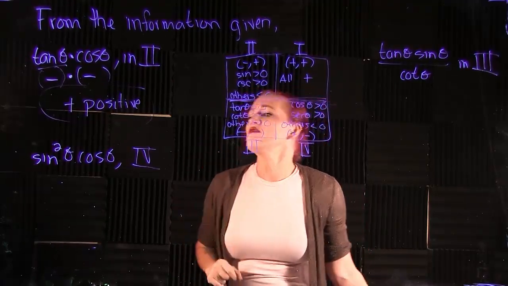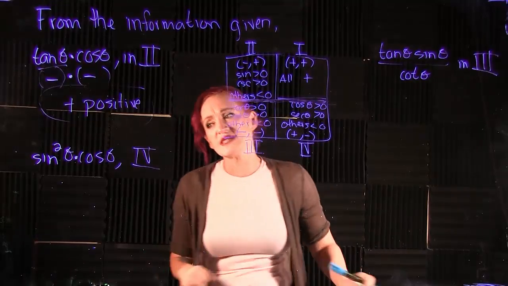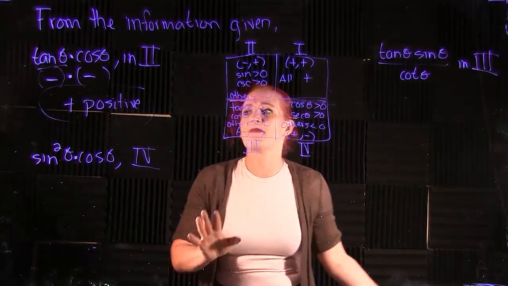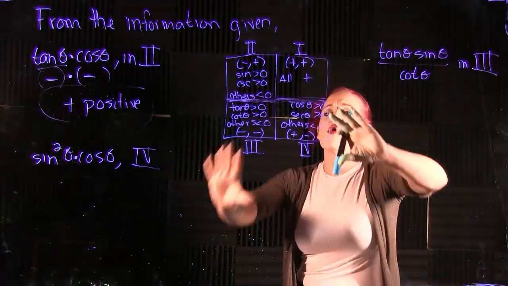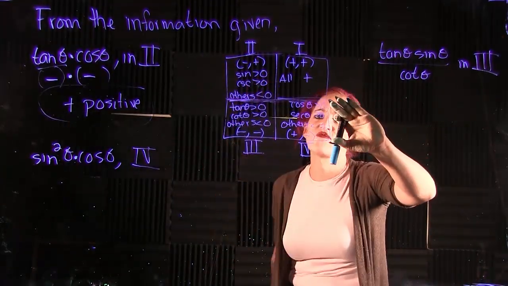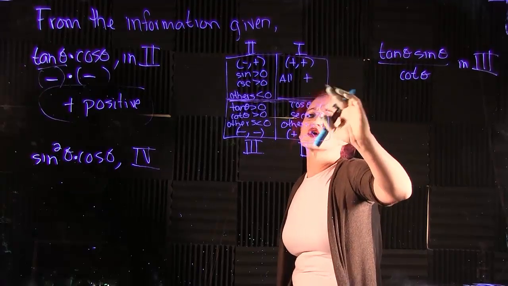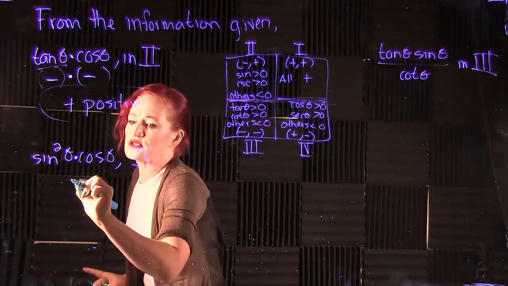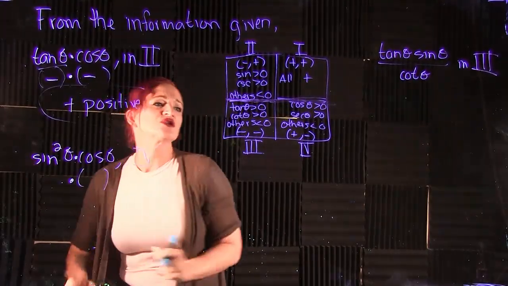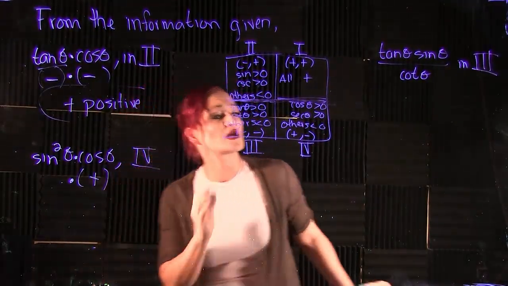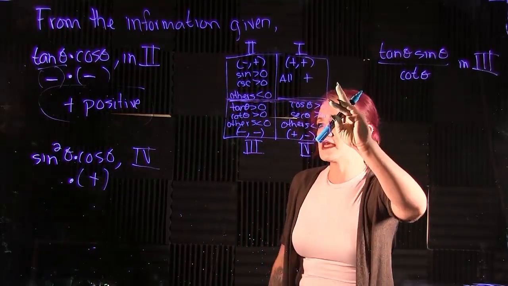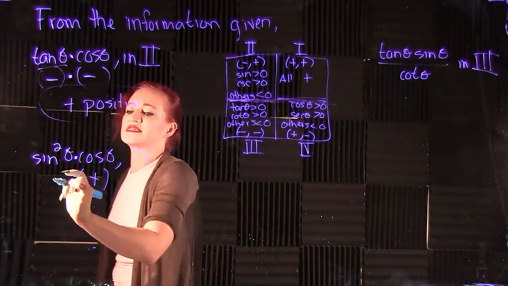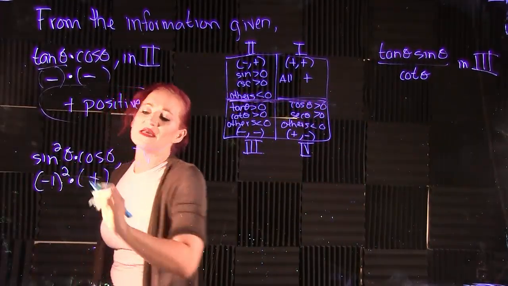If we move down to the example right below this, we have sine squared theta times cosine theta, and we're talking about quadrant 4. So we want to zero in over here to quadrant 4. In quadrant 4, cosine and secant are positive. So let's see, we do have a cosine right over here. So it means that this cosine would be positive. It says cosine and secant are positive. Everything else would be negative. So that means the sine over here is going to be negative.